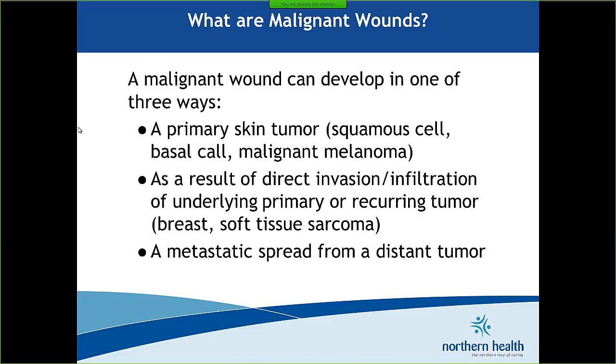So a malignant wound can develop in one of three ways: a primary skin tumor. So a squamous cell is abnormal cells arising in the squamous cells, which compose most of the skin's upper layers. The basal cell, so these line the deepest layers of the epidermis, or the outermost layer. And then the malignant melanoma. This is a less common but highly dangerous form of skin cancer.